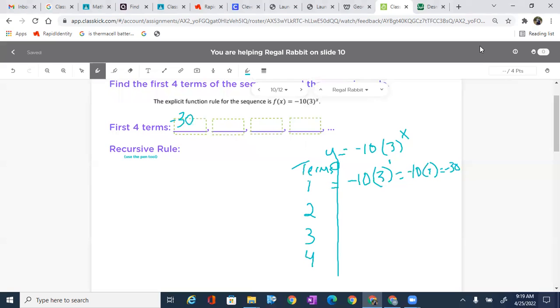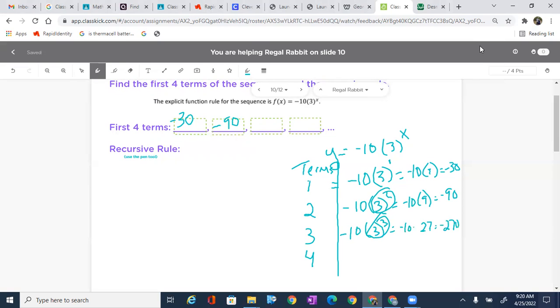Now we go to the second term. It's just the exact same thing. I'm going to say negative 10 times 3 to the second power. Well, 3 squared is 9, so negative 10 times 9 is negative 90. And then we just keep going. Negative 10 times 3 to the third power. Well, 3 to the third power is 27, times negative 10 is negative 270.